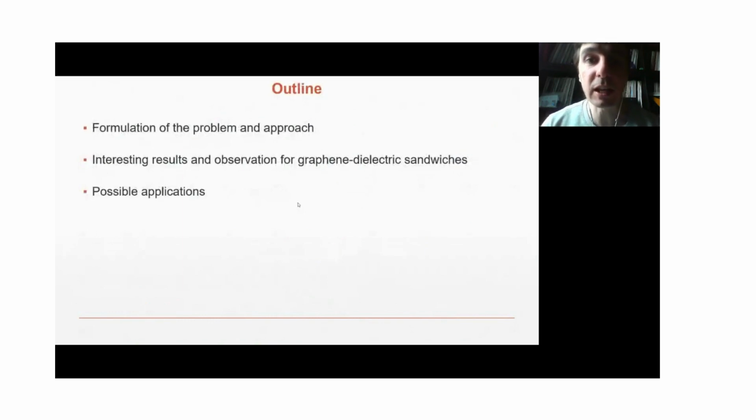So the outline of my talk is on the screen. I will start with formulation of mathematical problem and briefly tell the approach we use to solve it numerically. And then will follow the main part where I will present an interesting result we obtained for graphene dielectric sandwiches. And in the end, briefly discuss the possible applications of the obtained result.